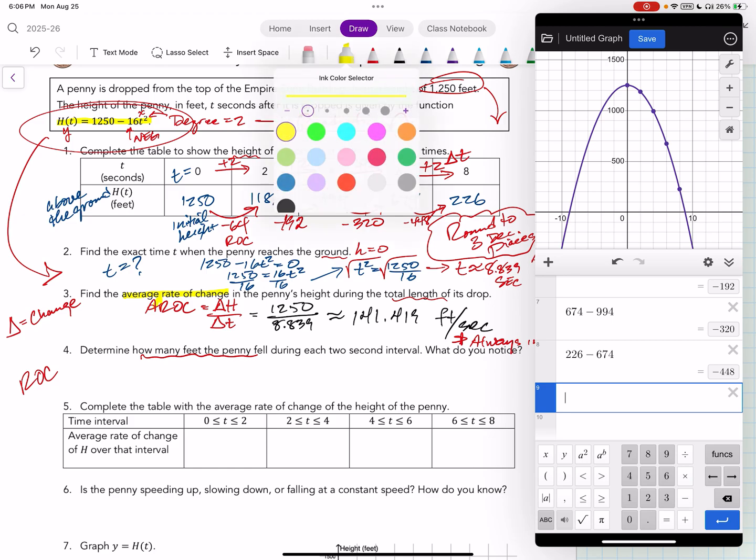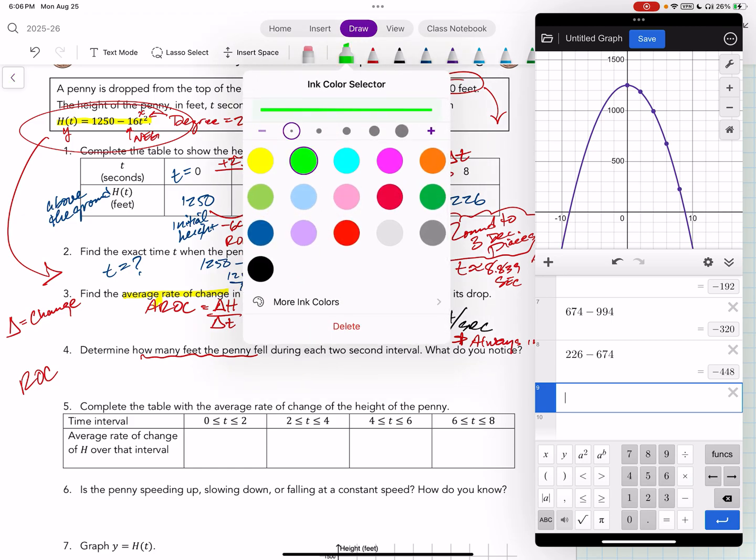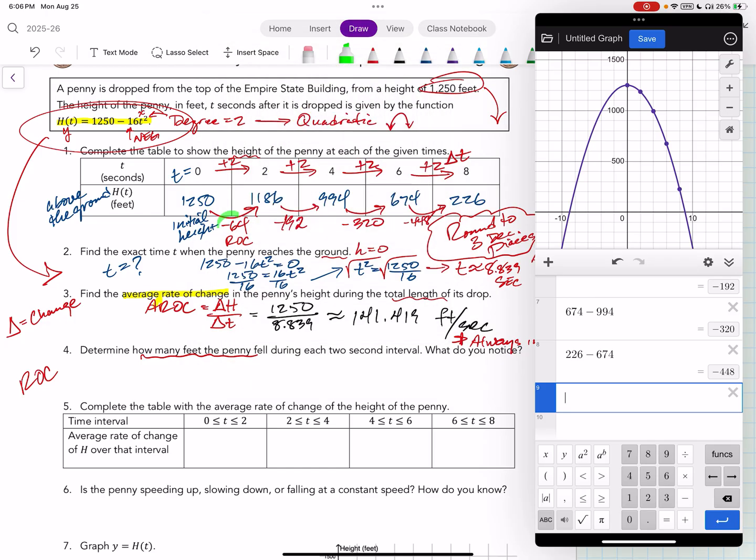So what we want to do is take these rates of change and answer the question. The penny fell 64 feet in the first 2 seconds. And again, it's negative because it's going down. And then 192 feet in the next 2 seconds, and 320 feet in the next 2 seconds, and then 448 feet in the next 2 seconds.